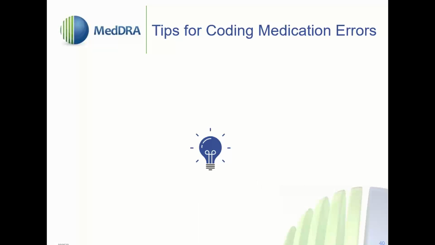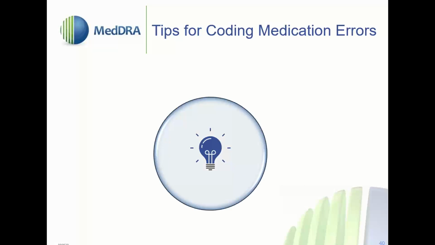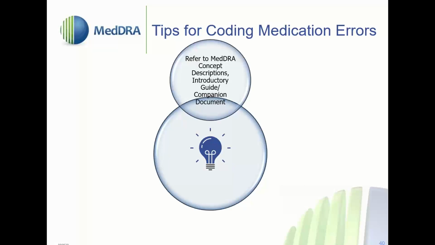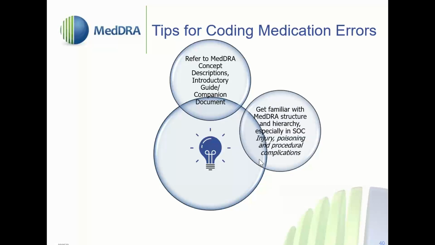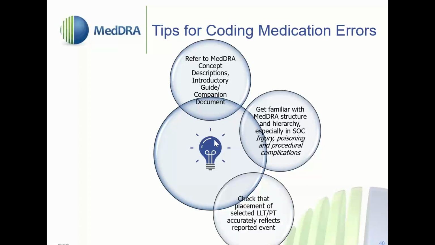So here are some tips for coding medication errors. For coding product use errors and problems, the following tips may be helpful. One item of importance is to become familiar with the MedDRA concept descriptions, as I mentioned. You should also have good knowledge of the MedDRA structure and hierarchy, particularly in injury, poisoning, and procedural complications. So if you are new to MedDRA and you don't really have an understanding of the hierarchy and what's included in it, I do recommend you take a webinar, or now we're even having much more face-to-face classes available, so that you can get a basic understanding of the structure and scope of MedDRA.